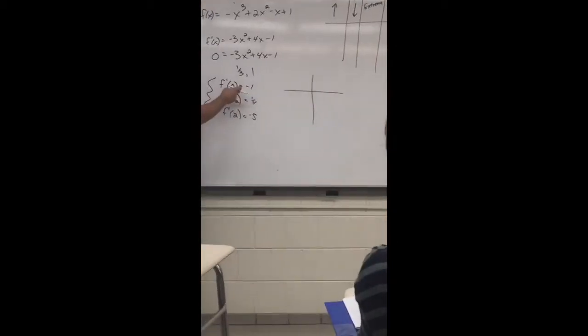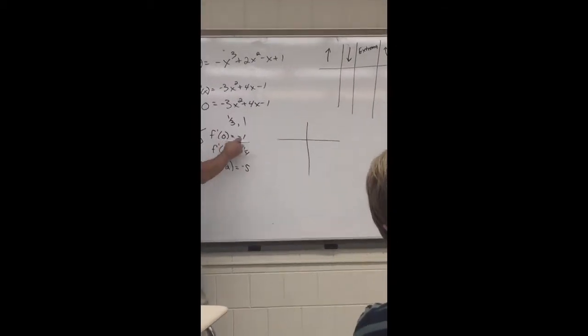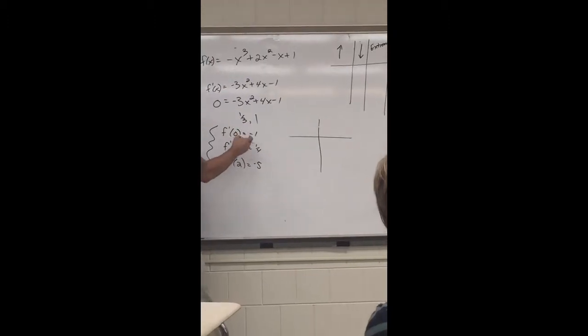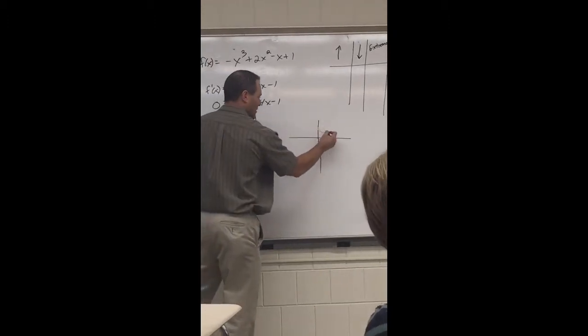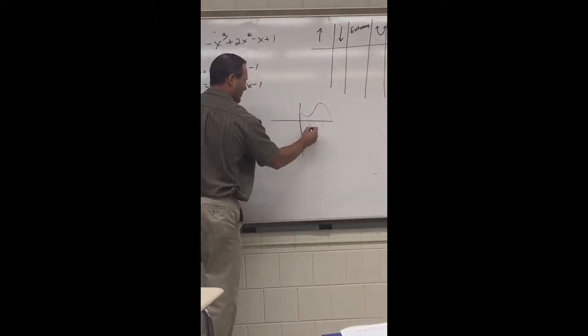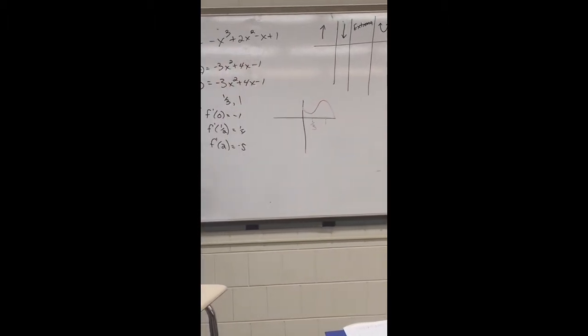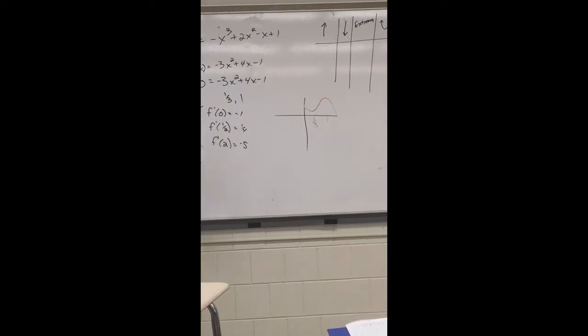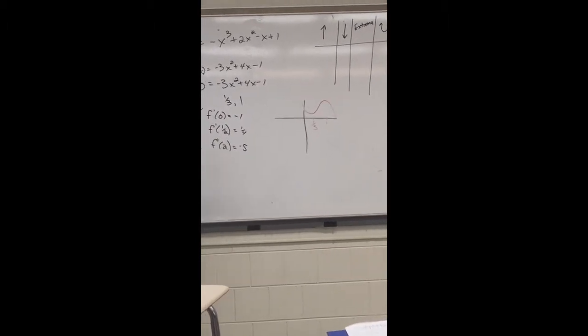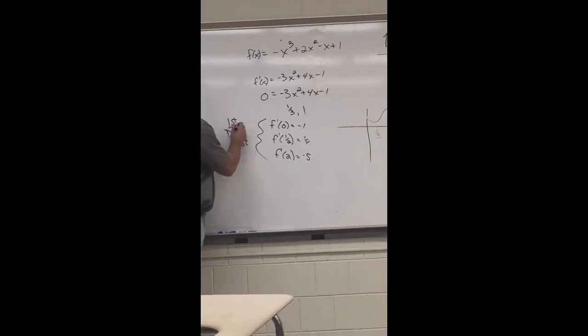To the left of 1/3, it's decreasing at 0. And after 1/3, it's increasing. This is 1, this is 1/3. So 1/3 looks like it's a min, 1 looks like it's a max, right? That's based on the first derivative test. Again, that's not what I do, but that's one test that we have.